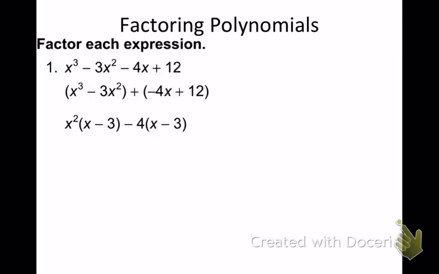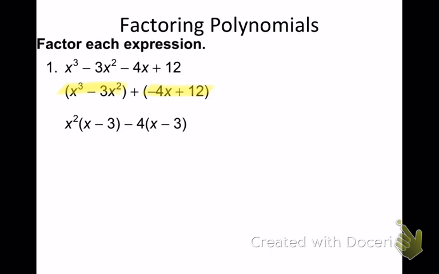Let's try number 1 here. Now it's kind of set up for us already. I have x cubed minus 3x squared minus 4x plus 12. Okay. Notice I grouped them. I put the left ones together and then the right ones together. Does everybody see that? So I grouped them. I have x cubed minus 3x squared, then negative 4x plus 12.